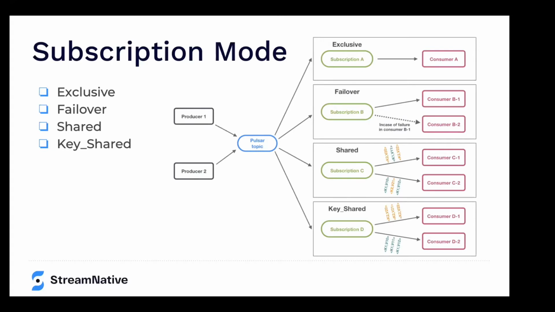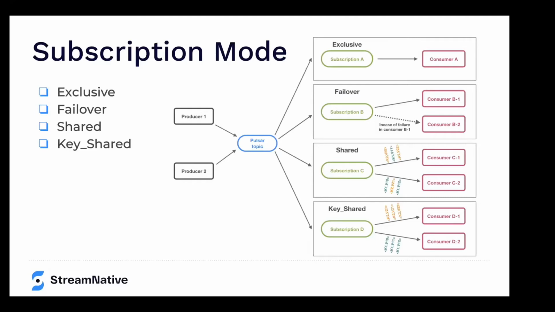And if any other consumers try to subscribe to the topic, they will just get errors and fail. We also have a failover subscription model, in which multiple consumers can subscribe to the same topic, but at any time there will be only one active consumer actually consuming data. Others will just be in standby mode. In case of failure of the main consumer, another one will be picked as the active consumer.